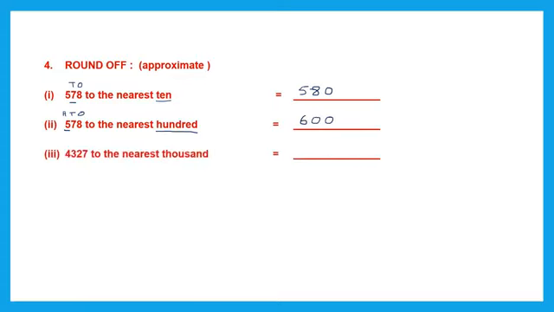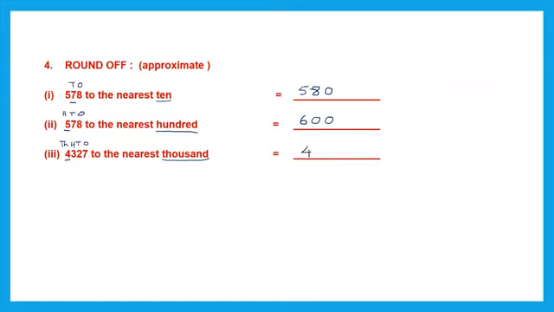Question 3, 4,327 to the nearest 1,000. So underline the digit in the thousands place, ones, tens, hundreds and thousands. Now look at the digit to its right. It's 3 which is less than 5. That means the underlined digit will not change. It will remain the same.